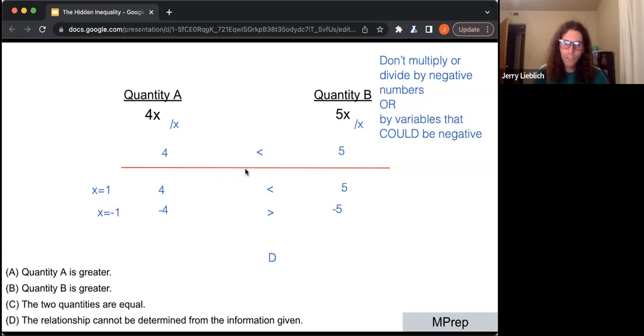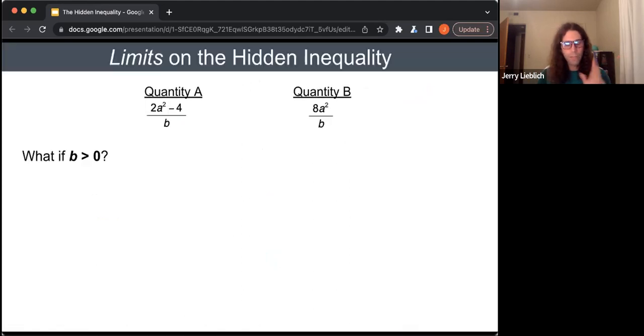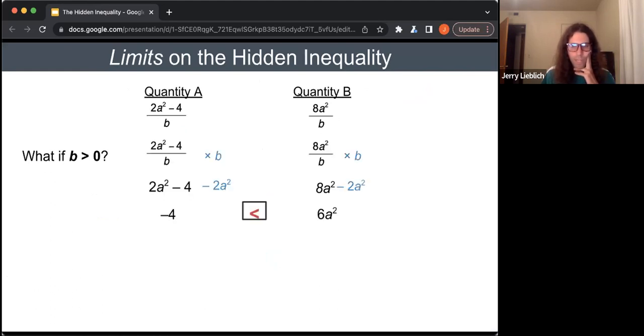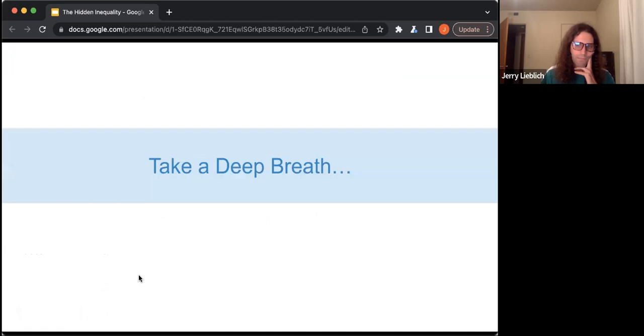So pay attention to, is your variable defined as negative? Is it undefined? Or is it defined as positive? If it's positive, great, divide by x all you want. So if we had a problem like this and they told us b is greater than 0, cool, I can start by multiplying both sides by b, solve it out from there. But if they tell me b is negative, or I don't know anything about b, I need to pick numbers. So let's try one last one, and then we'll open up for questions.